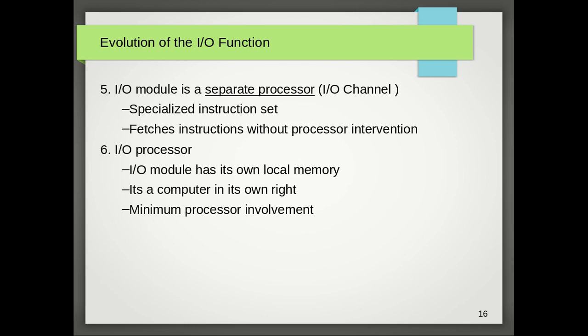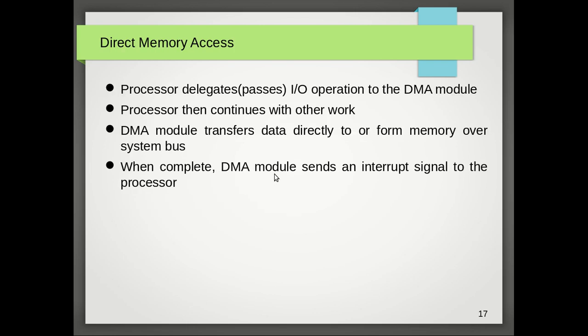Then in DMA we can have different types of I/O modules: an I/O module as a separate processor, or an I/O module with its own local memory, etc. In detail, we are going to study DMA and its module in the coming slides. So what is direct memory access? That we will study in detail here.